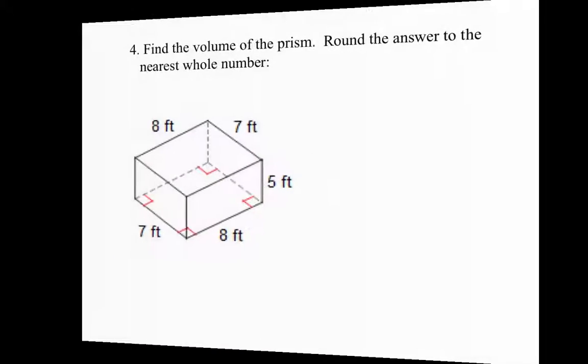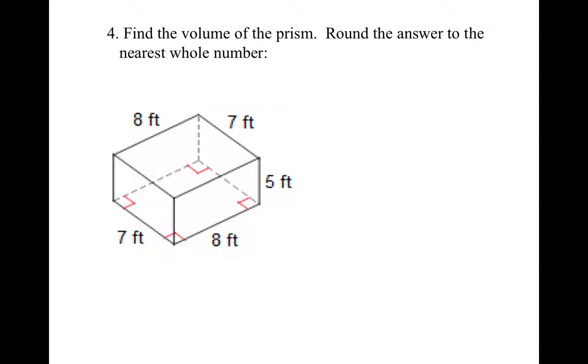Let's look at the next example. The next example says find the volume of the prism, round the answer to the nearest whole number. So once again, when we look at this figure, we know that since it's a prism, V is equal to big B times H. We know that our big B is a rectangle. So therefore, we must be using the formula length times width times height.